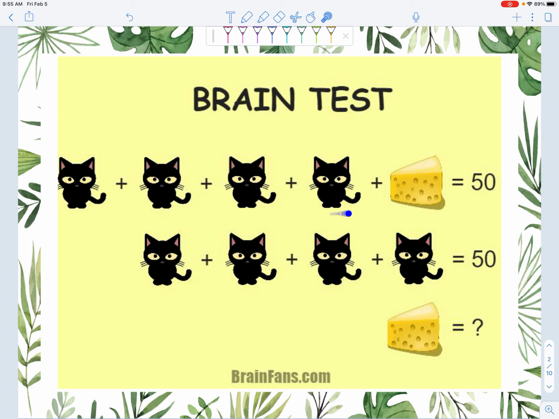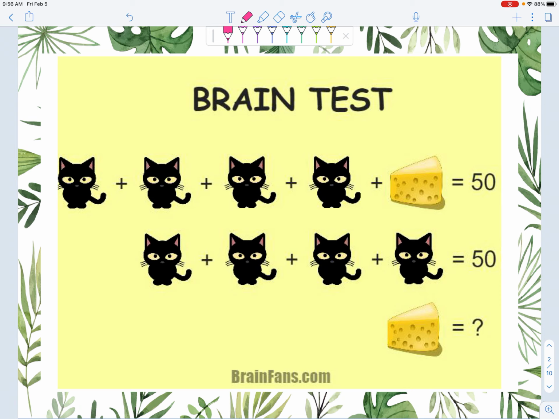Now when I look at the equation that has the cheese, in order to solve for this variable, I need to also know what the cat is equal to. Well, I can't solve for both of these variables within this equation. That's too many unknowns. But if I look at the second equation, I only have one unknown, so I can solve for what the cat is equal to here. So I'm taking this value and adding it to itself 4 times. So I'm trying to think what number, when I add it to itself 4 times, gives me 50.